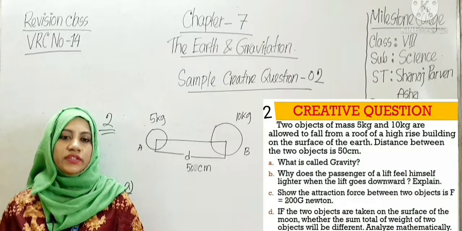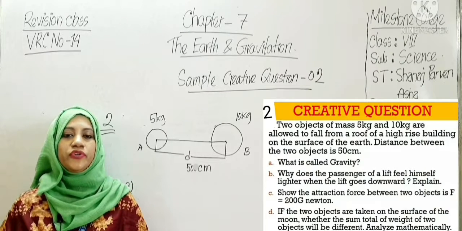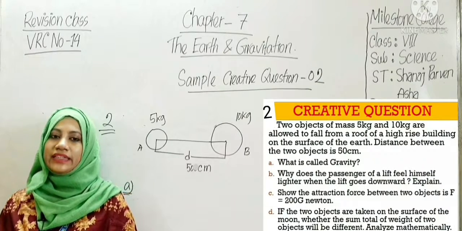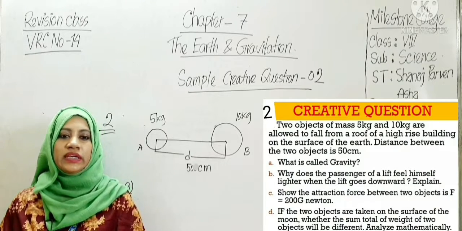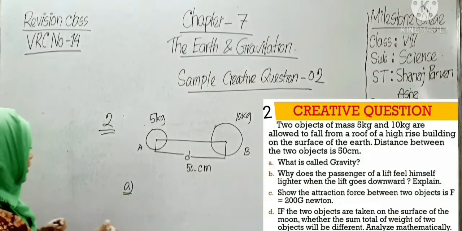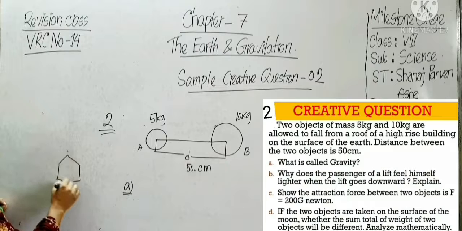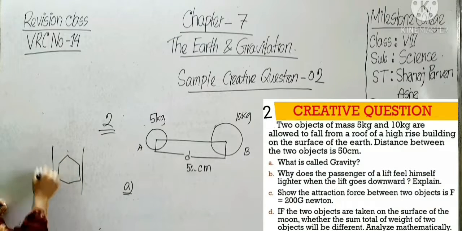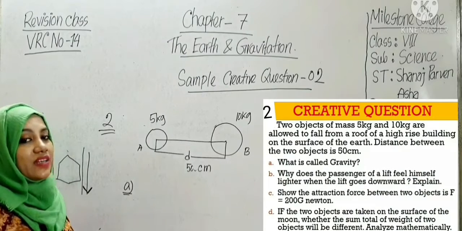Clear? Next one. Why does the passenger of a lift feel himself lighter when the lift goes downward? That means when the lift, suppose this is a lift, when the lift is going downward, the person feels lighter. Why?